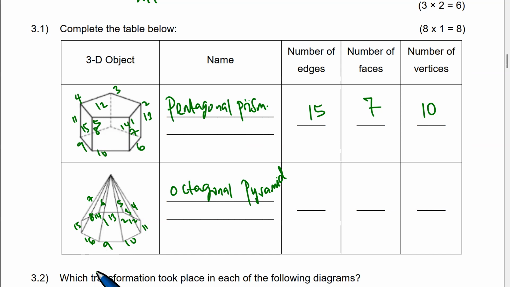So in other words, we have a total of 16 edges. You count this edge, that edge, and so on, and then you also count the bottom ones. So you counted 8, and then 9, 10, and up to 16. So the total is 16 edges. How many faces are there?